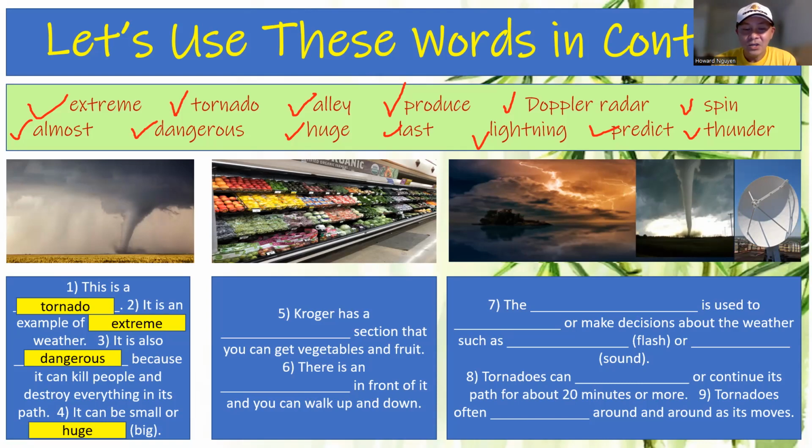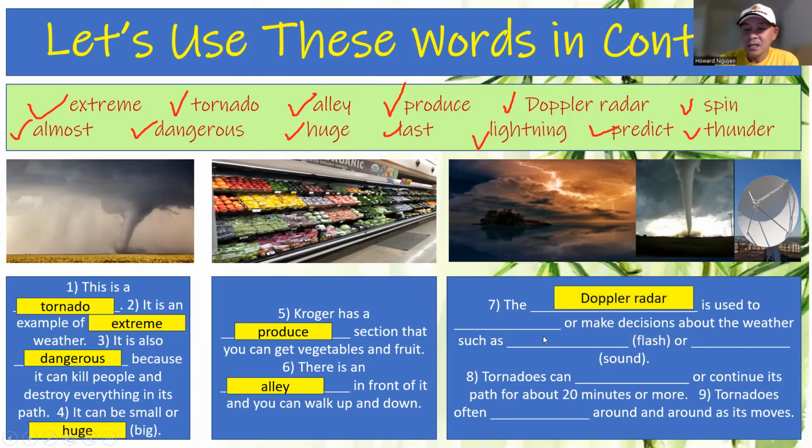Number 5, Kroger has a produce section or department where you can get vegetables and fruit. There is an alley in front of it, and you can walk up and down. So as you can see here, this is the alley. You can walk up and down. An alley is a path, a walkway.